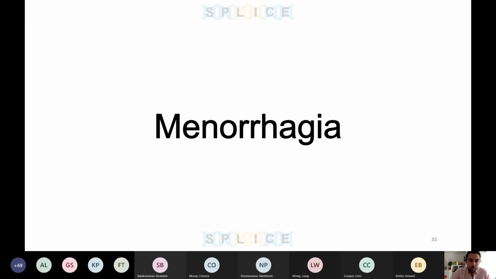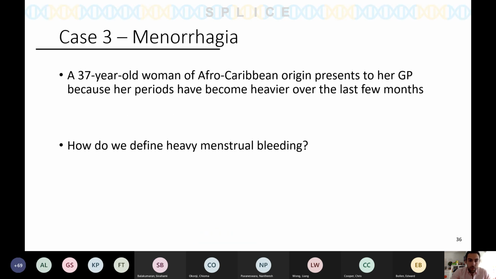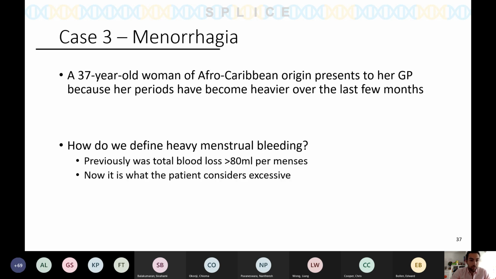Okay, so move on to menorrhagia. What I'm going to do here is make this into a bit of an OSCE case. You may get asked to do a gynae history, which is slightly different from your normal history taking. There are a few specific things you need to ask. But anyway, how do we define heavy menstrual bleeding? Yeah, affects the woman. So basically what the woman says is heavy for her. Previously it was quantified, but now it's just whatever the patient considers excessive.